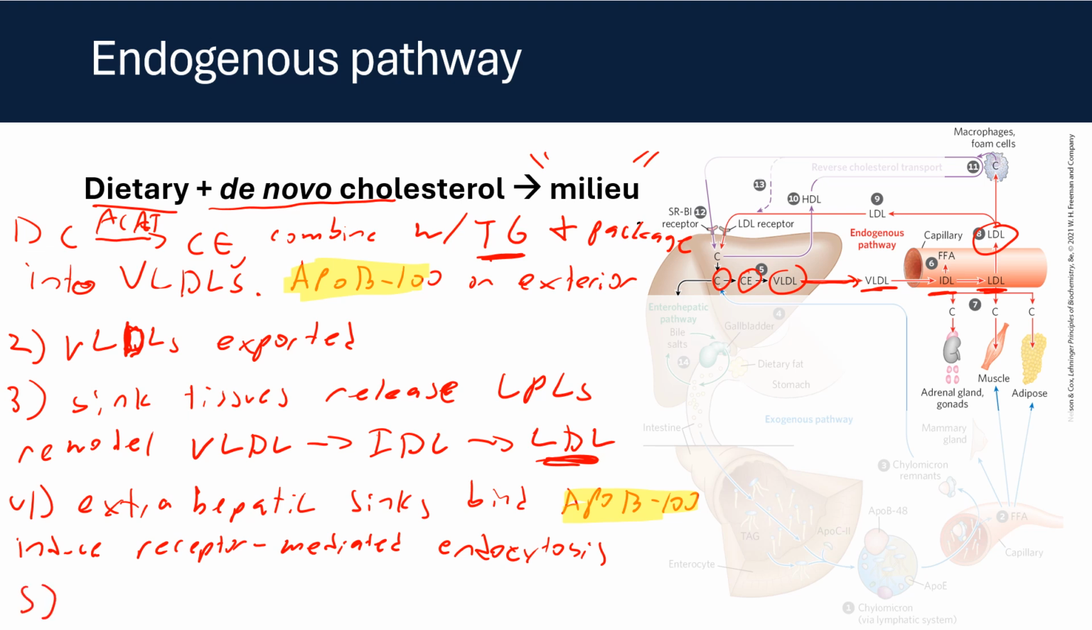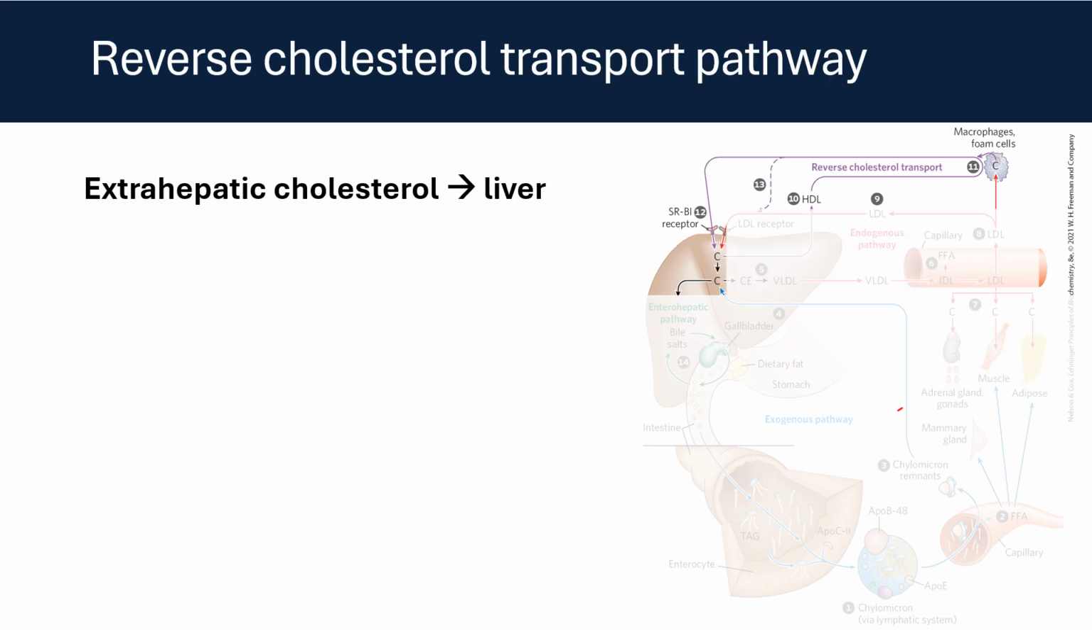So step 5, remaining LDLs return to liver and are endocytosed there. The reverse cholesterol transport pathway refers to how the body ferries extrahepatic cholesterol back to the liver. That's why we call it reverse transport, because it undoes endogenous transport.